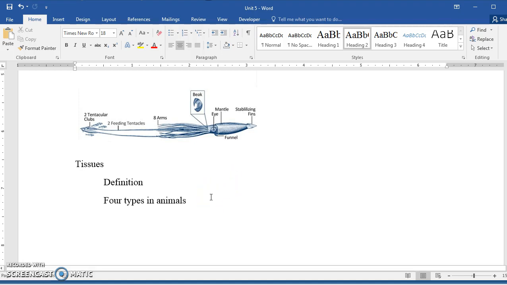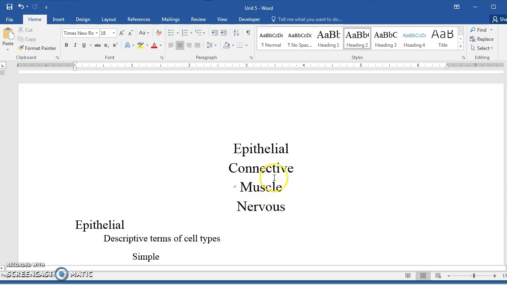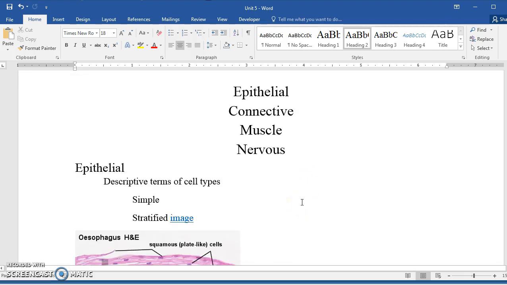The four types of tissue that we find in animals I have listed here: epithelial, connective, muscle, and nervous tissue. Those four types. At some colleges you might study 6 types, but here at KC and many other colleges and universities, we just narrow it down to 4. And the first one I talk about is epithelial tissue.